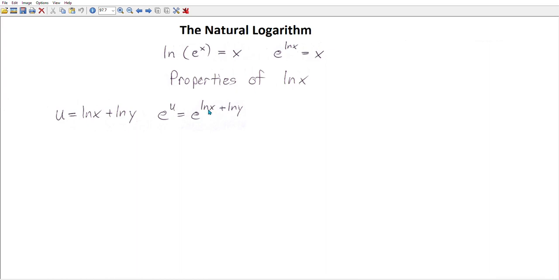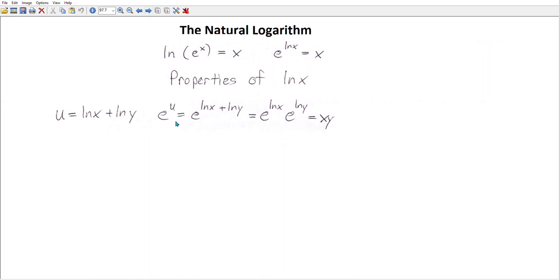Now, e to the x has properties. e to the a plus b is e to the a times e to the b, so this becomes e to the log x times e to the log y. Now, note, e to the log x is x, so this is x and that's y.